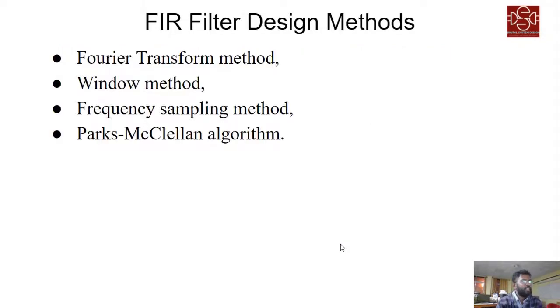And now the FIR filter design methods. There are 4 basic and important methods for designing the FIR filter: the Fourier transform method, the window method, the frequency sampling method, and the Parks-McClellan algorithm. I didn't explain all of these here, because the explanation and presentation of each and every method is a lengthy process and will take time. So these are the methods of designing FIR filters.